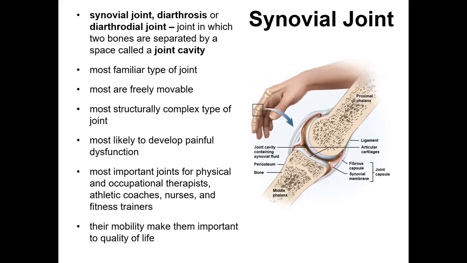And then we have what are called synovial joints, or a diarthrosis. And this is a joint in which two bones are separated by a space called a joint cavity. These are the most familiar type, and they are the most freely movable. They are also the most structurally complex and most likely to develop painful dysfunction. These are the most important joints for physical and occupational therapists, coaches, nurses, and fitness trainers. And we're going to find out why. Their mobility makes them important for quality of life.